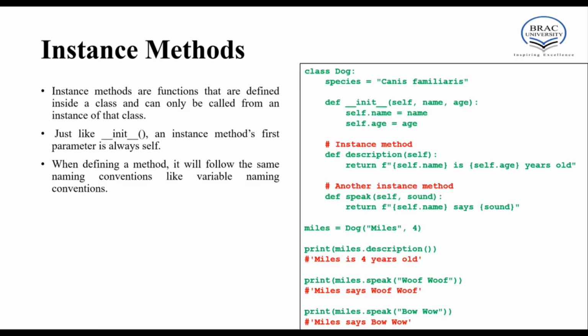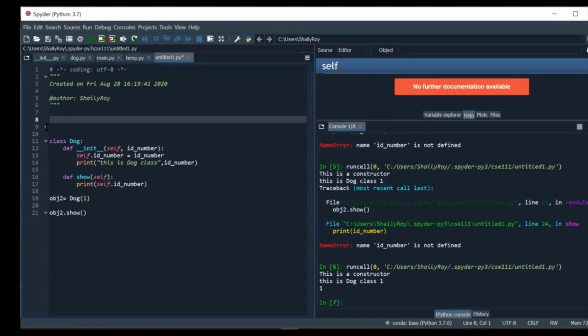So let's see some examples. Just like this dog class, I have given a method which is show. So how did I write the method? First, I need to write def, and then the method name following the naming convention. And inside the parameter, I must write self, and I can also add any other variables as I wish, but self is a must. So I need to write this one. And this is called a non-parameterized instance method.